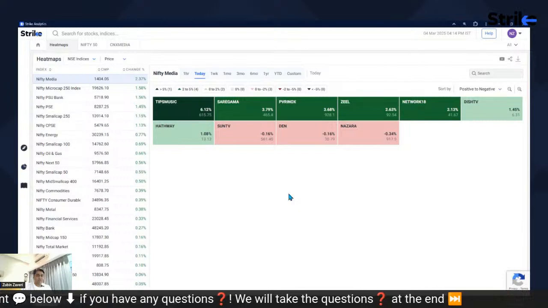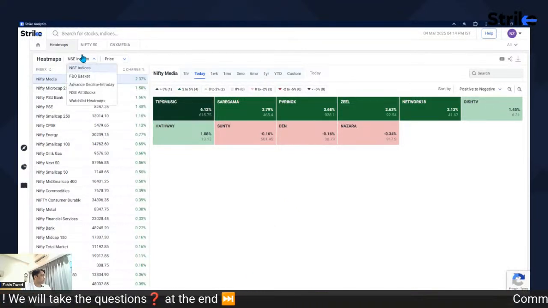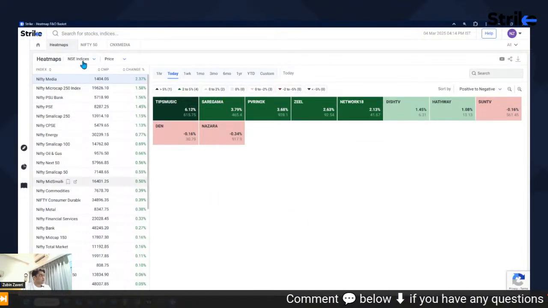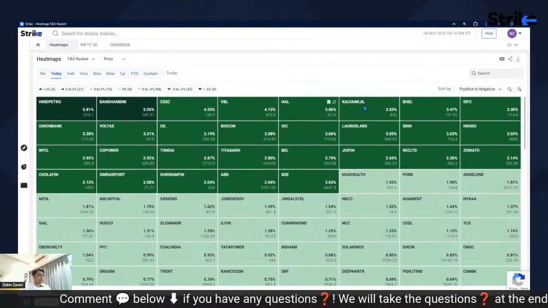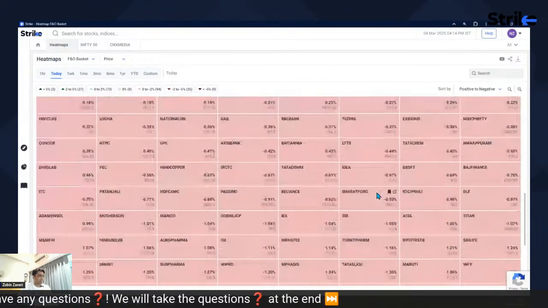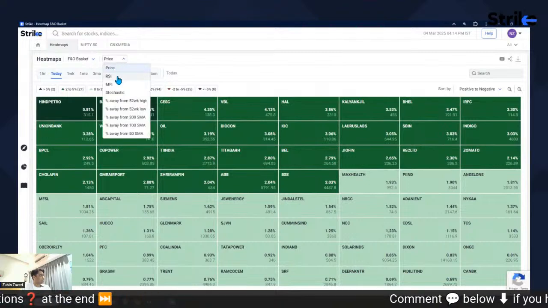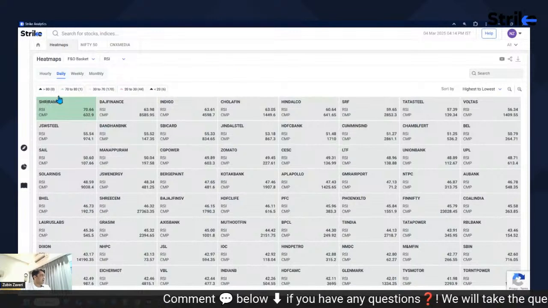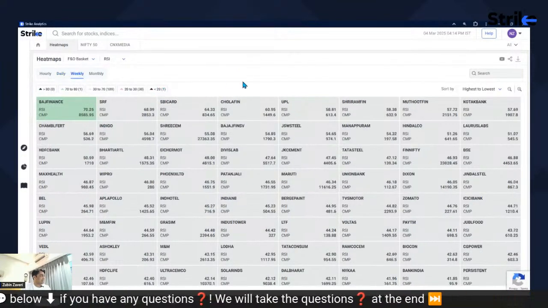So when we go over here, let's say instead of NSE indices, I want the F&O basket. All the stocks from the F&O basket will get listed over here. So this is the F&O basket heat map, color coded. Now, instead of price, I want RSI. Let's click on RSI.